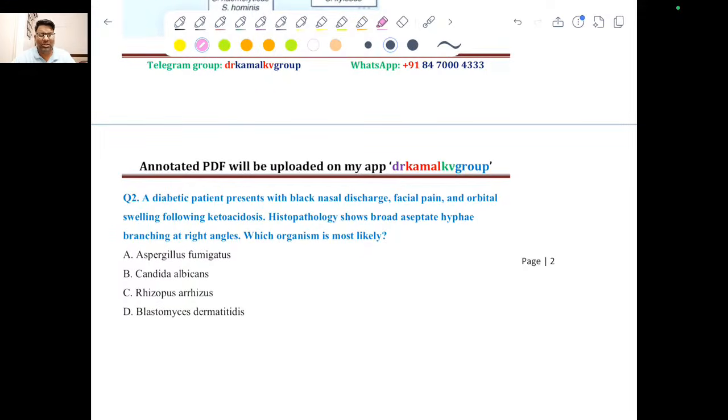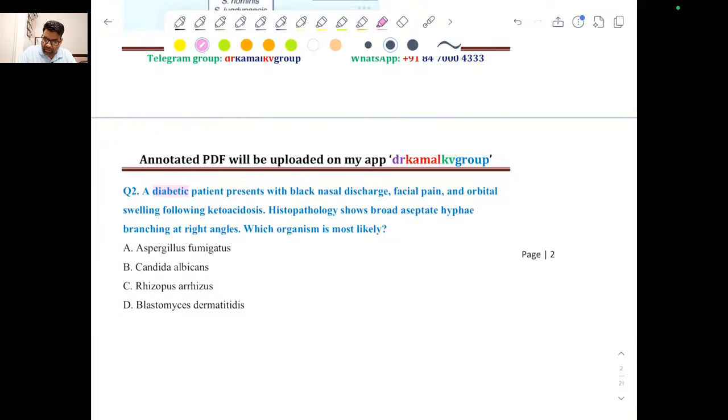Now, this is one question which has been repeated over the years, and again the case history starts with a diabetic patient who is having black nasal discharge. So, the moment you have these two keywords, I think most of you can answer what the condition is. So, diabetic with black nasal discharge. Now, he is having facial pain and orbital swelling, there is ketoacidosis, and then histology is showing broad aseptate hyphae which are branching at right angles. So, I think all of you can answer this.